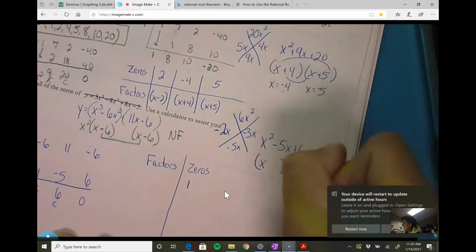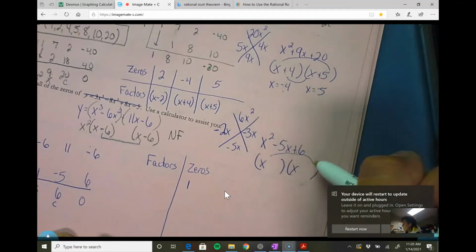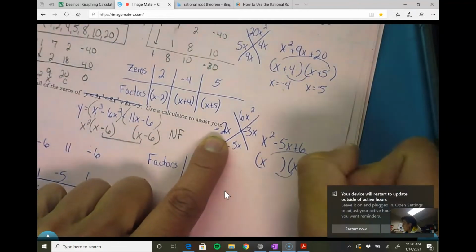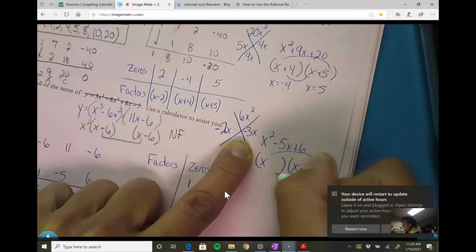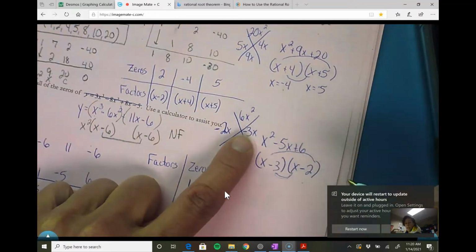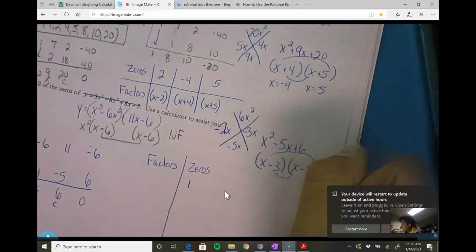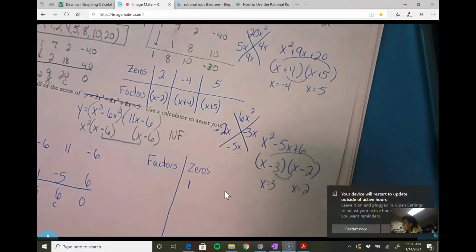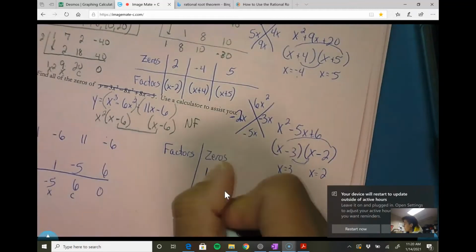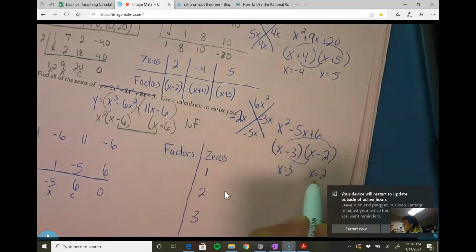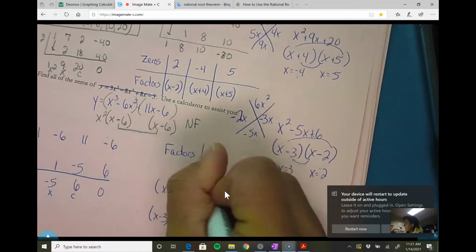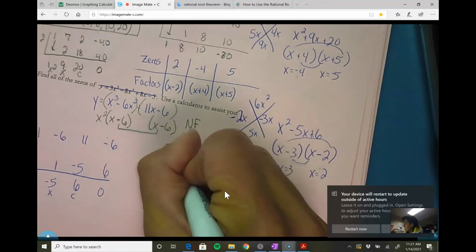x and x make x squared. And I draw the loops, so I can do x with a negative 2 to get to here. And I can do x with a negative 3 to get to here. And so once I set these equal to 0, I can get my answers. So joining my zeros are 2 and 3. Their factors are x minus 2 and x minus 3. And this factor would just be x minus 1.